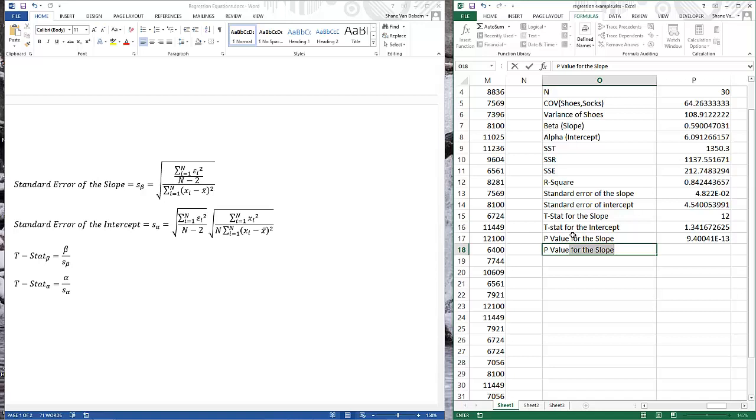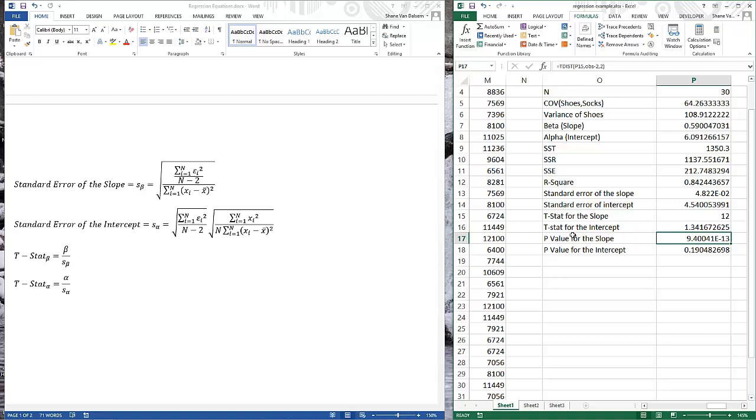Our p-value for the intercept is equal again to t-dist. Our x is our t-statistic for the intercept, comma, the number of observations minus 2 for our degrees of freedom, and then a two-tailed distribution, and we get 0.1904. So there is a very, very tiny chance, and certainly less than a 5% chance, which is normally what we would look at here.